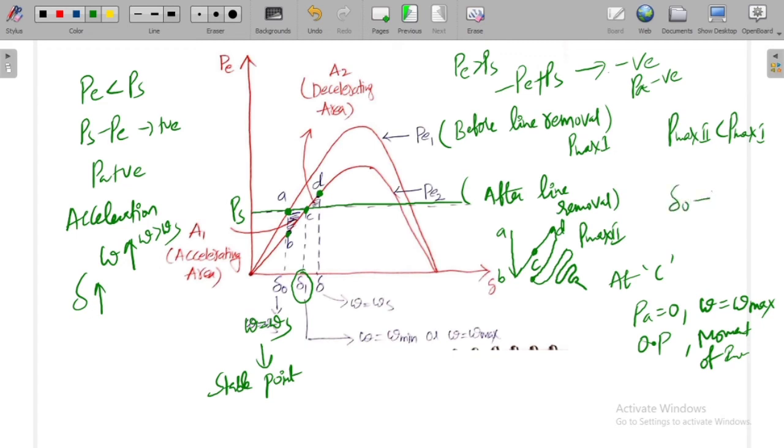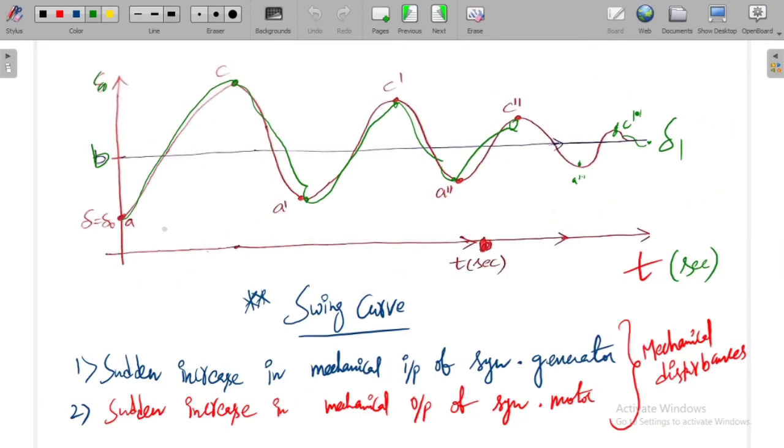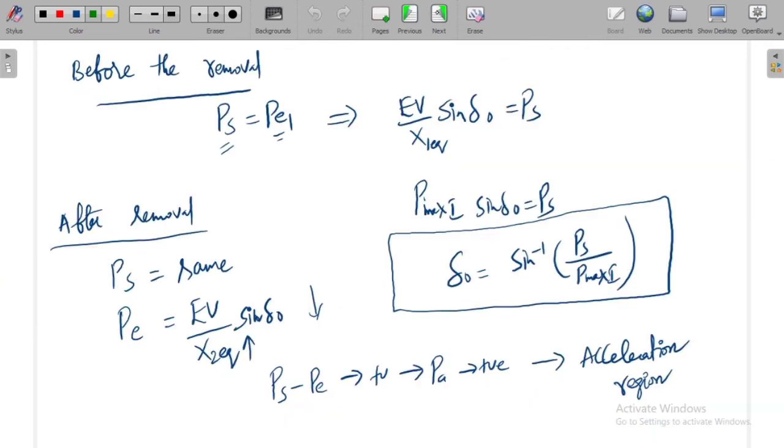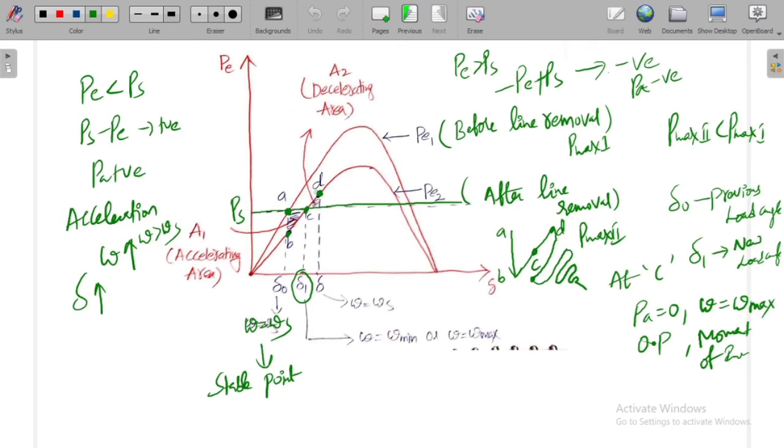Delta 0 is the previous load angle before the line removal. Now what is the load angle after the line removal? So the new load angle, or new stability angle. Finally the delta value is as shown previously. Here it starts at A. Now this point is C, and this point we considered as D. So it oscillates between A and D like this, and finally settles at C. This is the difference. So this is about the application of equal area criteria for electrical disturbance.